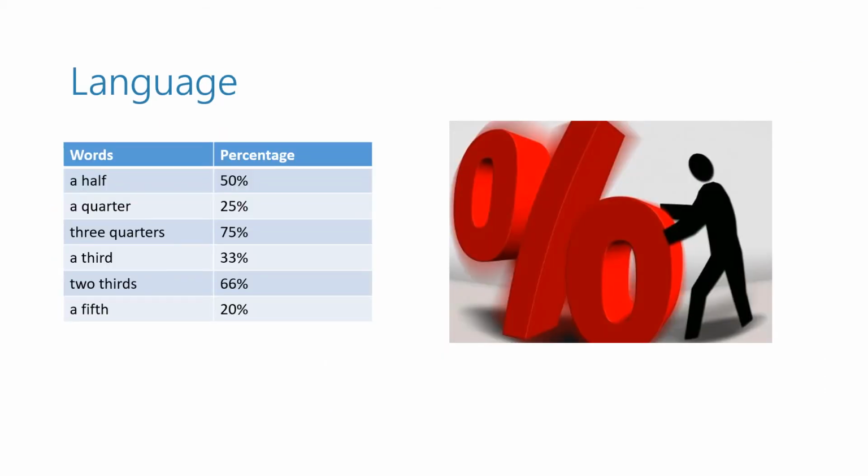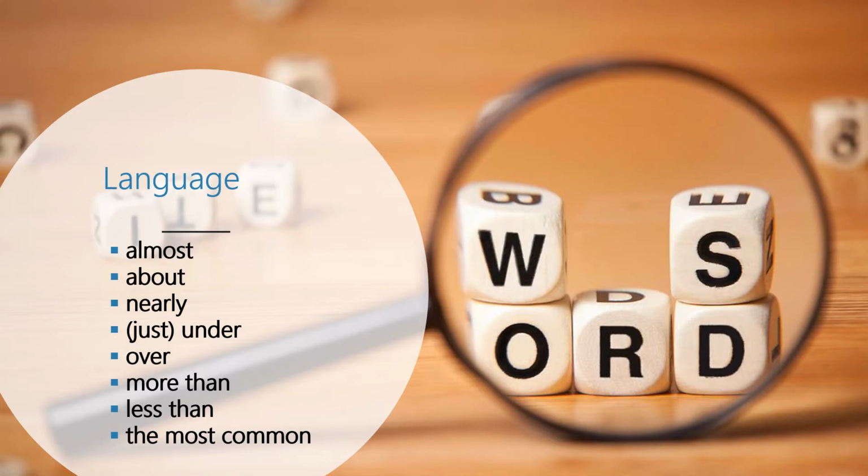First, pay attention to numbers. You can turn them into percentages or use actual phrases. Here is the list of percentages and corresponding words you can use. A half, a quarter, 3/4, a third, 2/3, or a fifth. With these numbers, you can also use words such as almost, about, nearly, just under, over, more than, less than, or the most common. You can use them to describe that number more accurately.